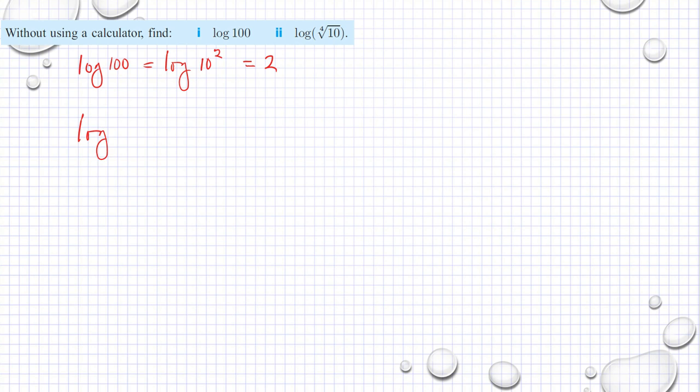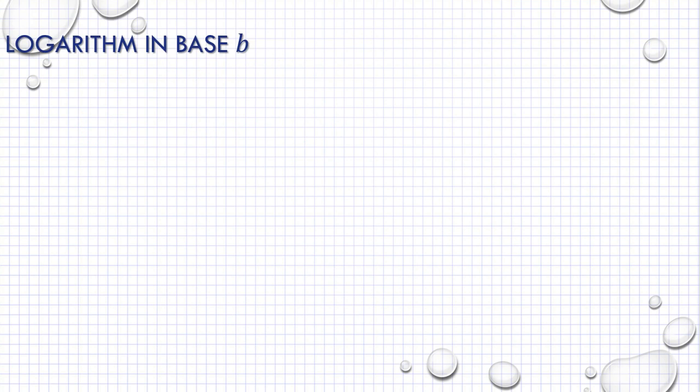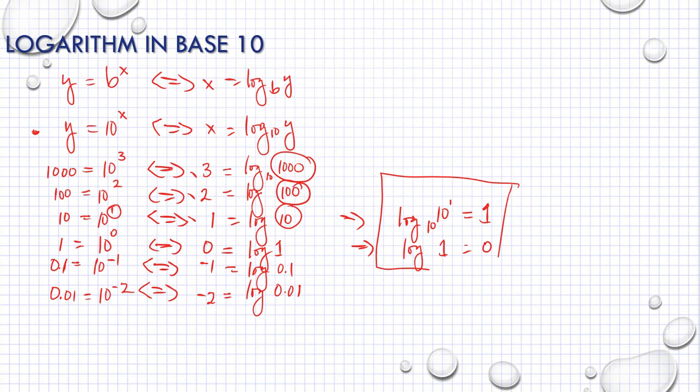The other one, the logarithm of the fourth root of 10, is the same as the logarithm of 10 raised to 1/4, by laws of exponents. Then it will be 1/4. I hope you understood. And in my next video, I will be discussing logarithms in base b, any base. The things that I discuss here can also apply in any base. Okay, see you around.